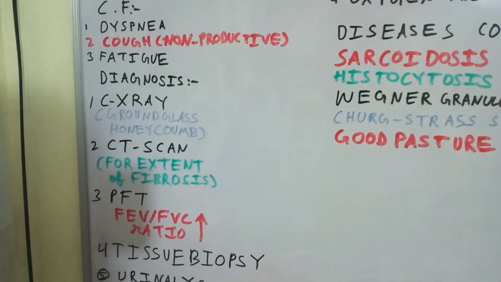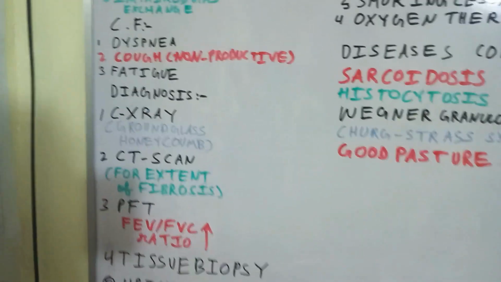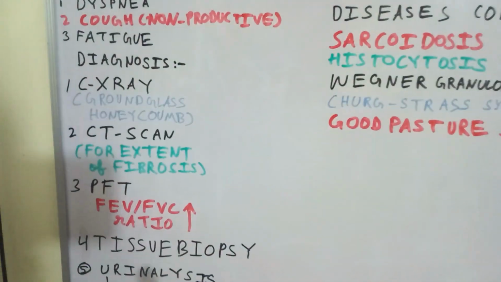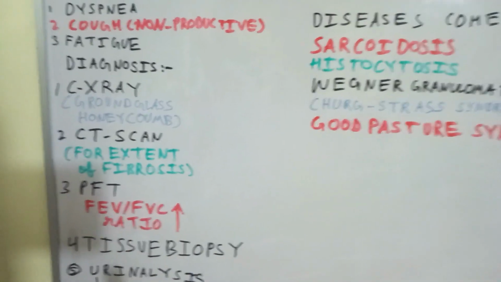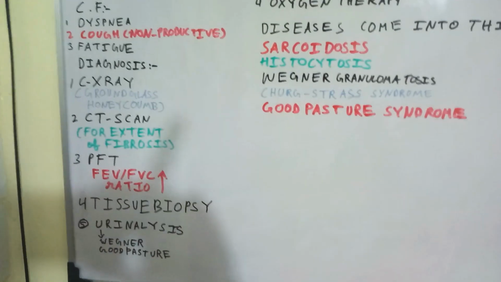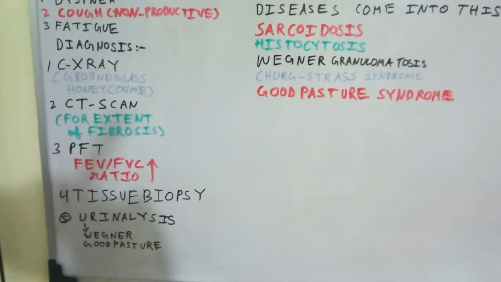But to diagnose interstitial lung disease, the first thing you can do is an X-ray. In the X-ray, it will show a honeycomb appearance of the lungs or a ground glass appearance. The CT scan shows the extent of fibrosis.